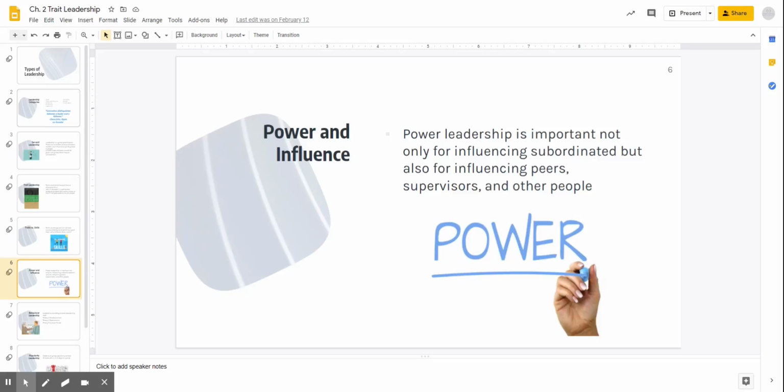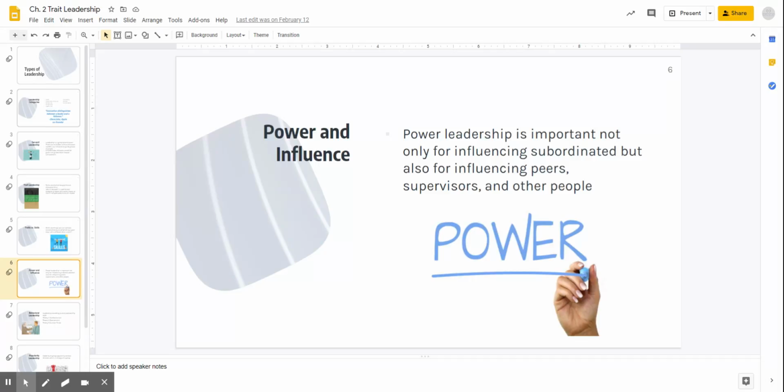When we look at power and influence, that's another type of leadership. You never want to abuse your power as a leader. Power leadership is important for influencing your subordinates or your employees, but also for influencing peers, supervisors, and other people. Many times people of power will abuse their role and guide or advise things that may not be as great of a thing to do. Sometimes your followers are advised, or start to believe in something, that might not be for the better good of the group.